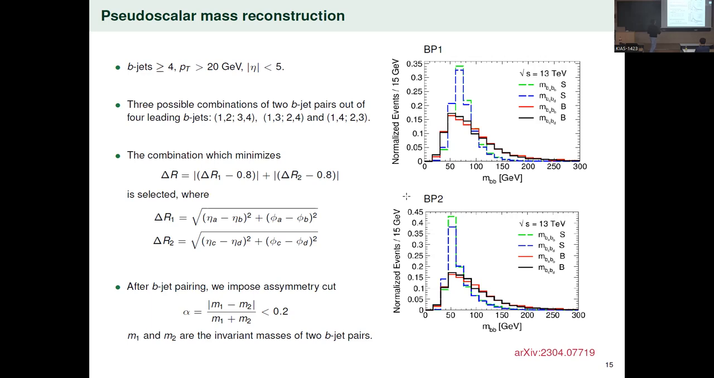Usually this selection criteria has been borrowed from the CMS paper, and they put a very strong cut of 0.1 instead of 0.2. I have relaxed the cut just to get enough statistics from the background. In fact, if we make this cut stronger, then the reconstruction will be much better.